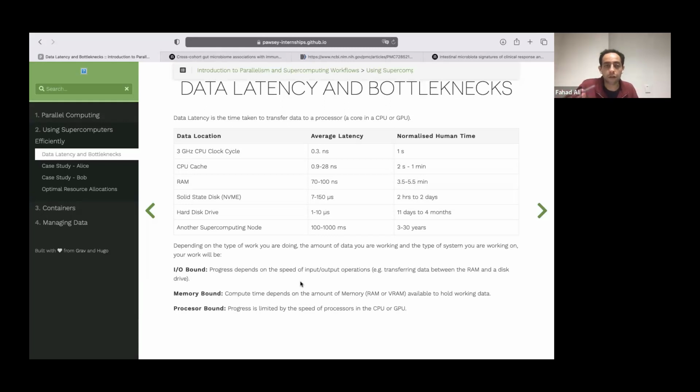Like, what is the clock cycle speed of the processor? So depending on what you're doing, you will come up against one of these walls. Okay, so let's look at some examples here.